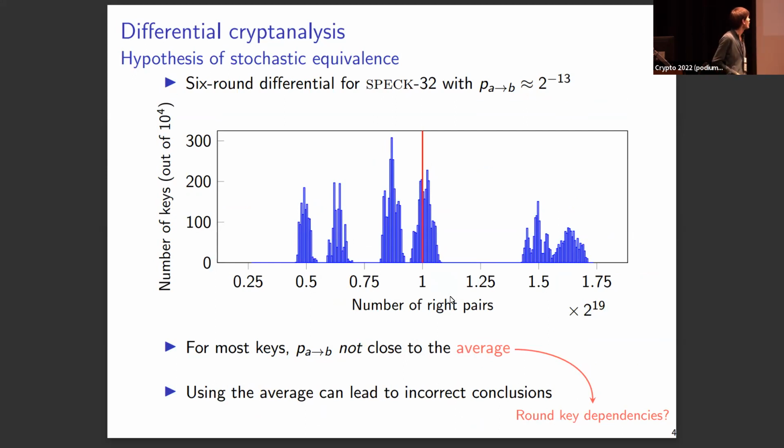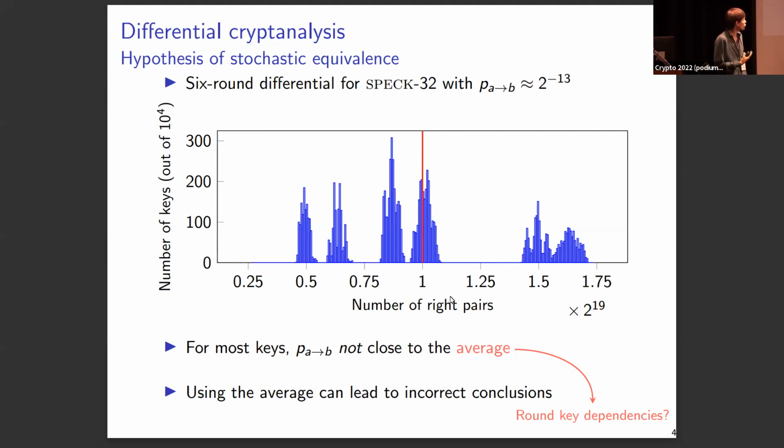Because Speck32 has only a 32-bit block size, you can experimentally test how many right pairs there are. If the hypothesis of stochastic equivalence was correct, you would expect some kind of peak in this histogram near this red line, so most of the keys should give a probability close to this. But as you can see, that's not really true. You have lots of different peaks in there and a lot of things going on.